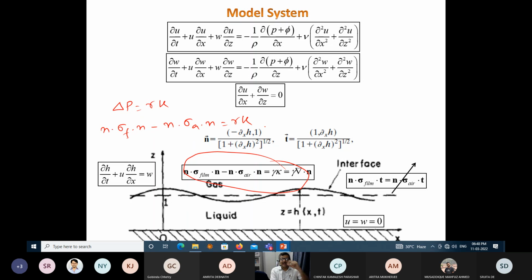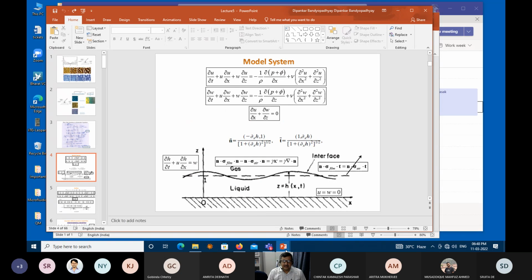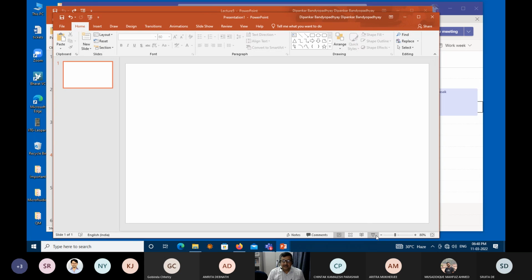So take care of the normal, and the tangential is very straightforward. N dot sigma dot t for the film is equal to n dot sigma dot t for air. So what is the essential conclusion from here? That you have a thin film. So what are the equations?